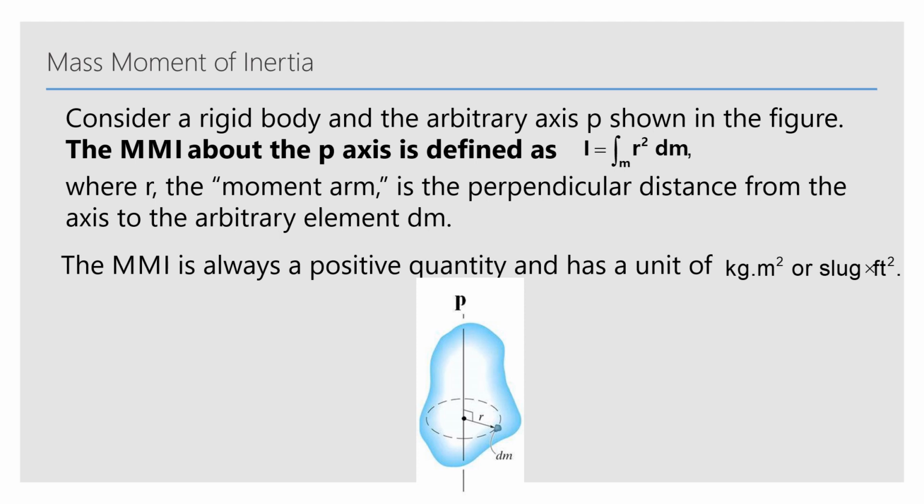Now consider a rigid body and an arbitrary axis P shown in the figure below, right? The mass moment of inertia about the P-axis is defined as I equals the integral of r squared dm, where r is the moment arm, the perpendicular distance from the axis to the arbitrary element dm. The moment of inertia is always a positive quantity that has a unit of kg times meter squared, or slug times feet squared. So you'll have mass times length squared, right? That's what you end up finding whenever you solve for the mass moment of inertia.